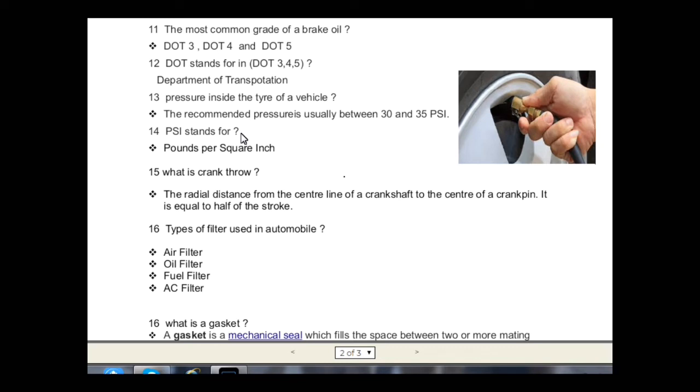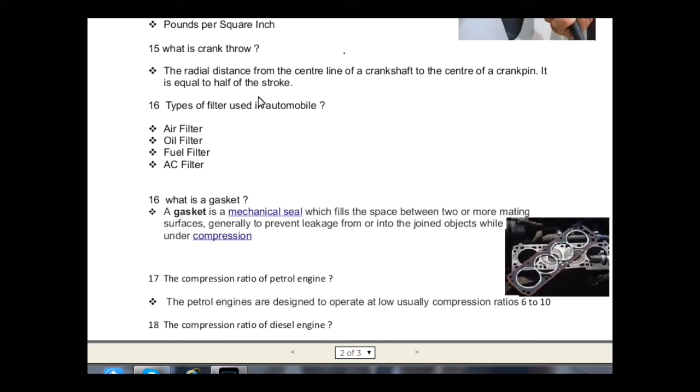And the next question is, what is a crank throw? The crank throw is the radial distance between the center line of the crankshaft and the center of the crank pin, and it is equal to half of the stroke.